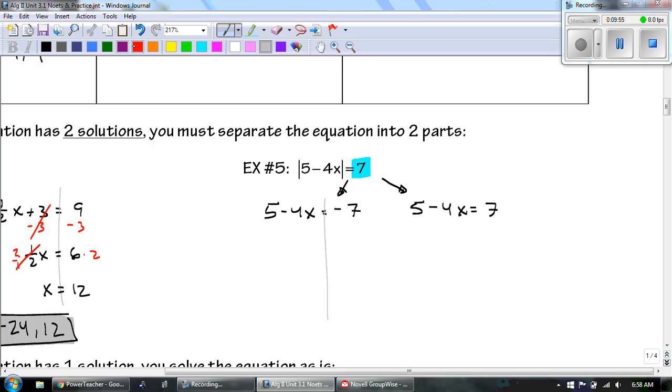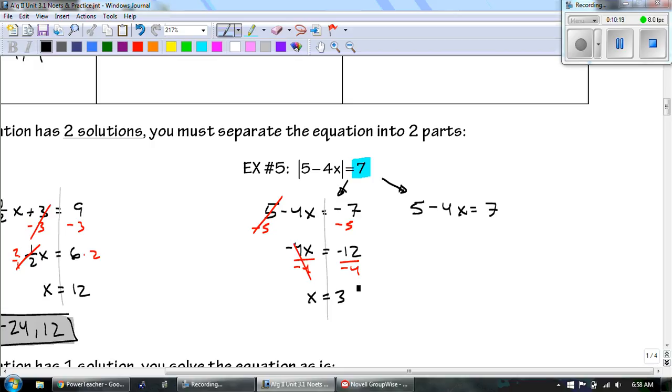All right, we'll solve the first one together. To solve for x, I need to subtract 5 to both sides. Don't forget that that's a negative 4x. Negative 7 minus 5 is negative 12. I'm going to divide both sides by negative 4. And we get that x equals positive 3.